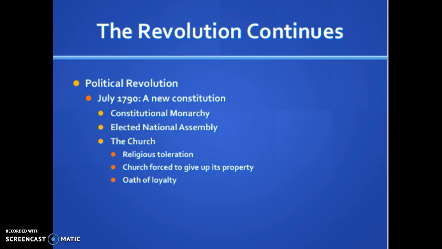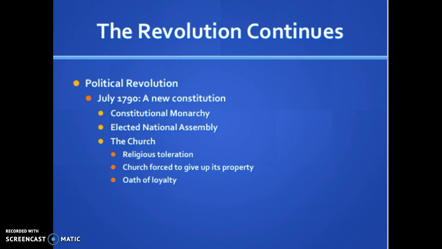Moreover, the church will be forced to give up its property. Remember, the church is one of the wealthiest institutions within France. It has a great deal of wealth. Most of that wealth is in land and property. They're going to be forced to sell off that land, and the money will be given to the government to help pay off the government's debt. The revolution is trying to solve the problems that faced the old regime. Again, one of the problems was that France was deeply in debt. The revolution has solved that problem. The church is going to sell off land, and that money is going to be used to pay off France's debt.